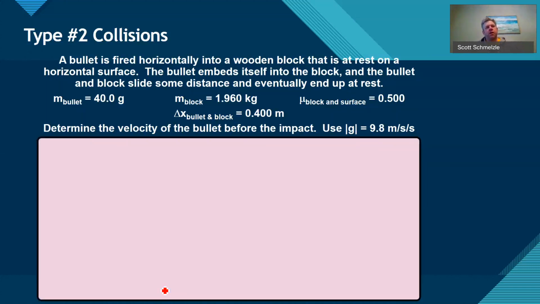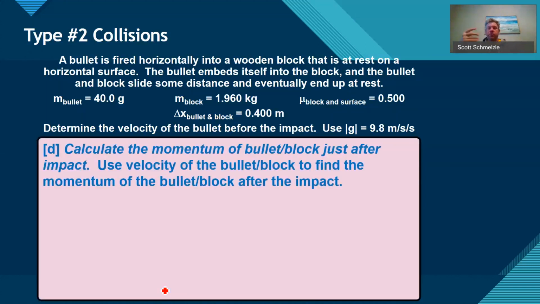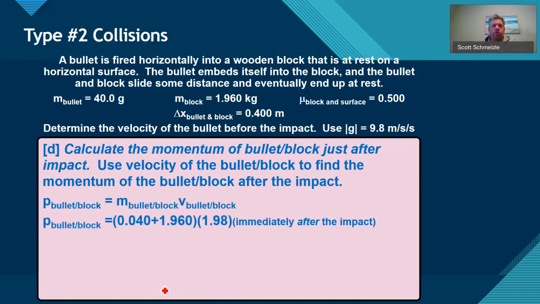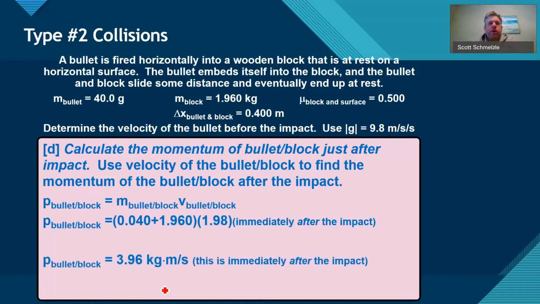All right. Part D, calculate the momentum. This becomes big because our momentum is not going to be lost. We're going to transfer momentum 100% evenly. All right. So just after the impact, we want to use now that velocity that we just found. So the momentum of the bullet in the block is equal to the mass times the velocity. So what we do is we take the mass of those two together, multiplied by the velocity of 1.98 that we just found. All right. Once we do, we know that there is 3.96 kilogram meters per second just after the impact.